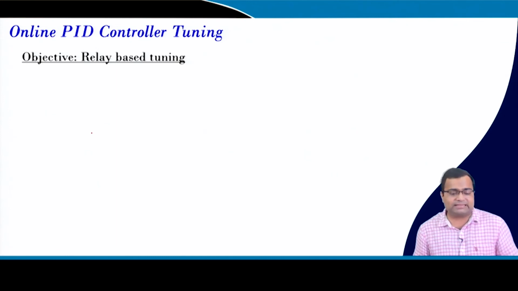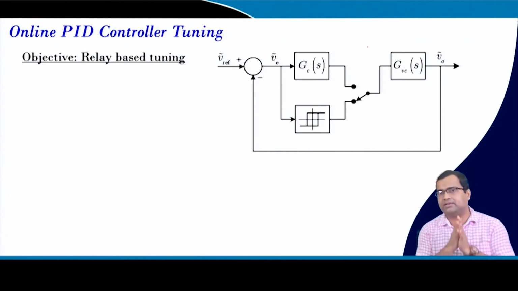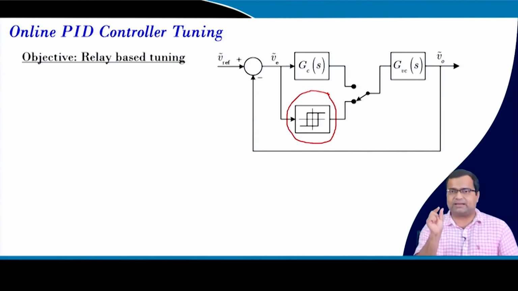Online controller tuning is the relay based tuning that we discussed. This technique can be used in real time. In fact, it has been used in many research papers, and probably in commercial products, where the PID controller can be tuned in real time by introducing a hysteresis nonlinearity. Even if you make the hysteresis band very small, it becomes a relay nonlinearity, and that can be enabled before you actually connect the actual controller.